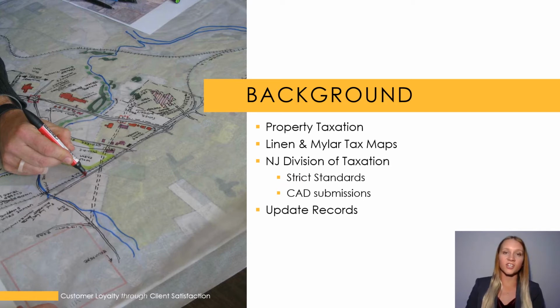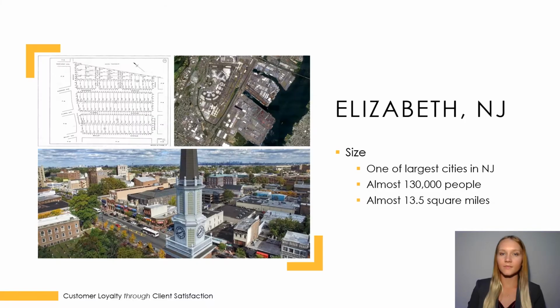Having the parcels in GIS will make the process of maintaining these land records so much easier. The tax maps we created were for the city of Elizabeth, New Jersey. Elizabeth is one of the largest cities in New Jersey. It has almost 130,000 people and covers almost 13.5 square miles. The final tax map set had almost 20,000 parcels and 234 tax map sheets.